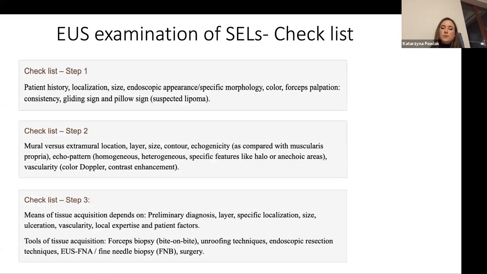And here you should remember the checklist, the first, second and third steps for the EUS examination of subepithelial lesions. Firstly, remember the endoscopic and endosonographic assessment of features. The next step is the location, homogeneity and additional features. And then you will go for EUS FNA, or even FNB, or maybe you will refer the patient for surgical treatment. And this is all I would like to add about subepithelial lesions. So thank you so much.